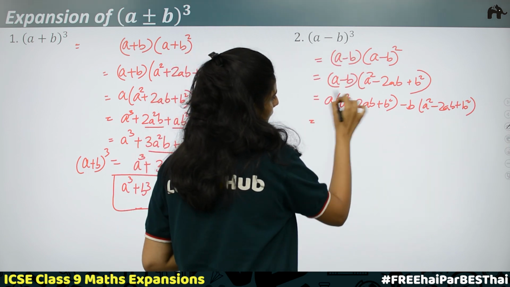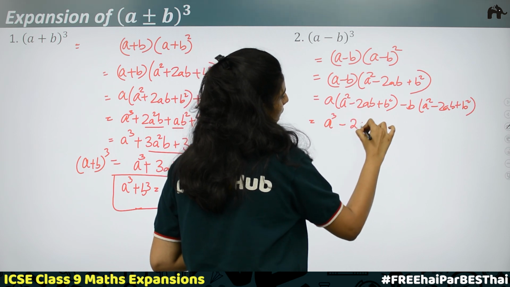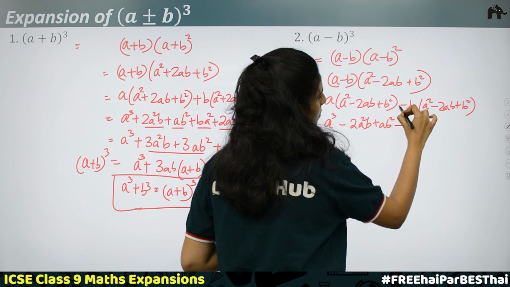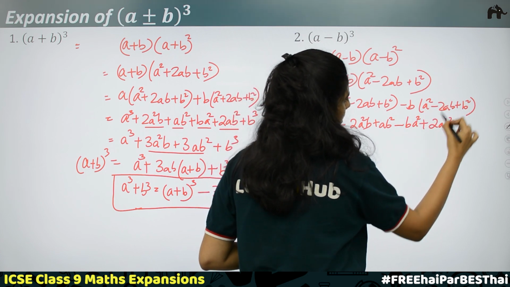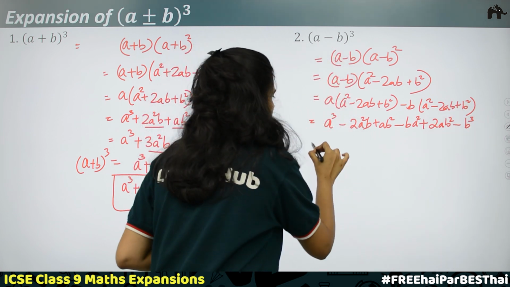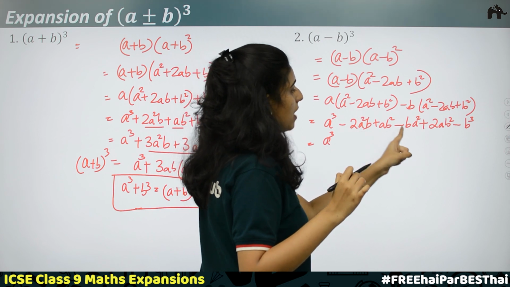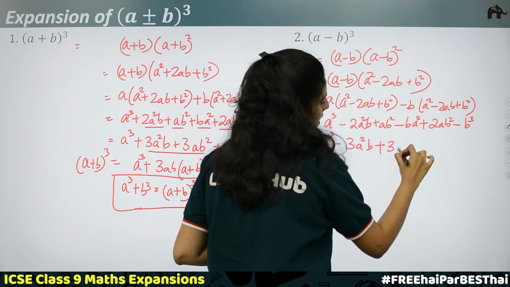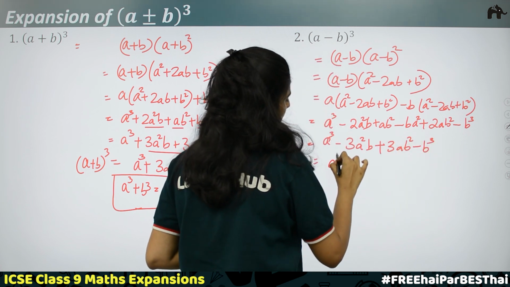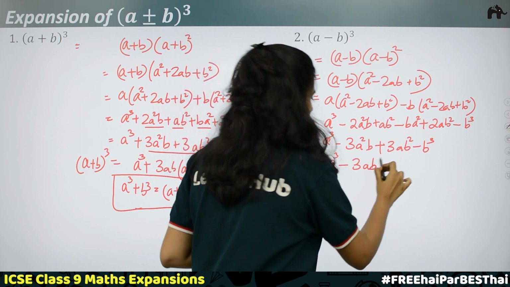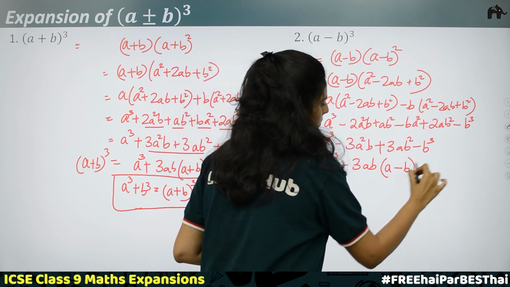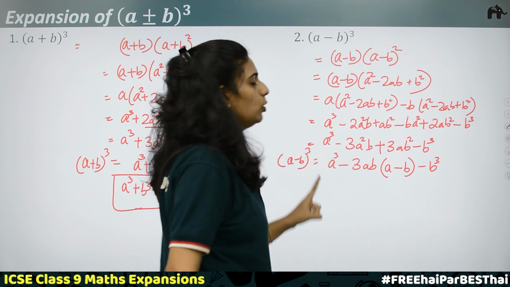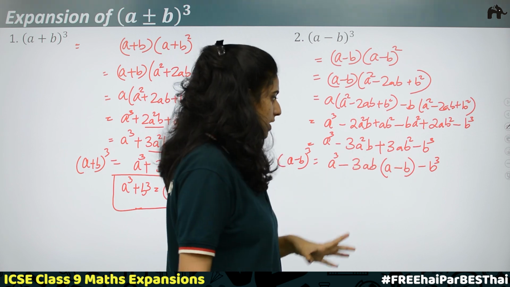So, this is equal to a cube minus 2a square b plus ab square minus ba square plus 2ab square minus b cube. Taking similar terms, a cube minus 2a square b and minus ba square becomes minus 3a square b. Plus ab square plus 2ab square is 3ab square, minus b cube, which is equal to a cube minus 3ab, taking common. Then here we will be having a, this is minus b, minus b cube. So, (a minus b) whole cube is equal to a cube minus 3ab into (a minus b) minus b cube.